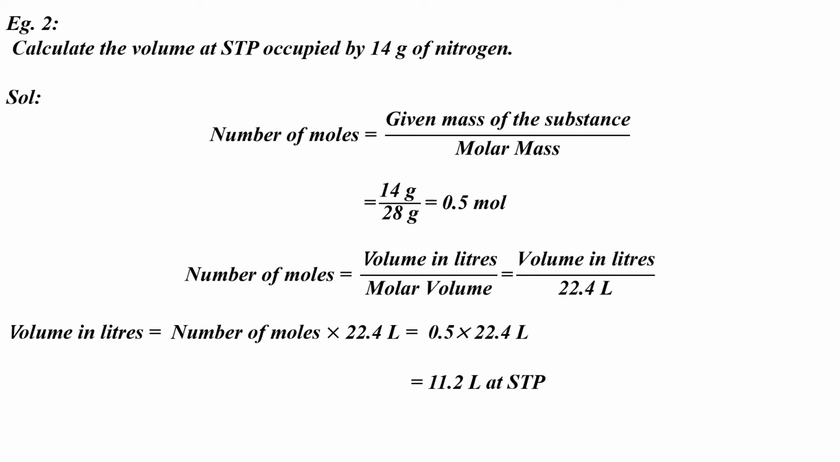In the second step, we shall use the formula to calculate the number of moles when the substance is a gas, which is given as number of moles equal to volume in liters divided by molar volume. Molar volume of any gas is equal to 22.4 liters. We can rearrange this formula as volume in liters equal to number of moles into 22.4 liters and find out the volume occupied by nitrogen in 0.5 moles. On doing the substitution, we write 0.5 in place of number of moles and multiply it with 22.4 liters, and the answer we get will be equal to 11.2 liters at STP.